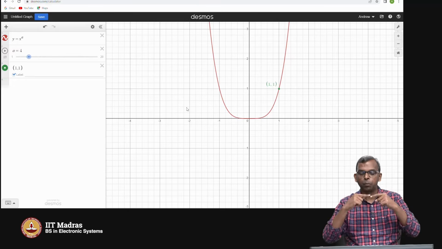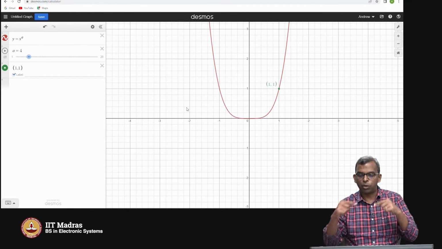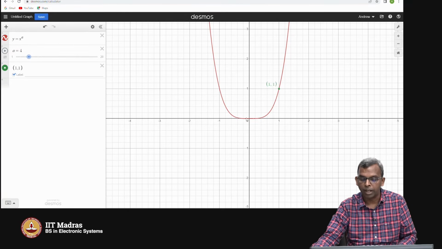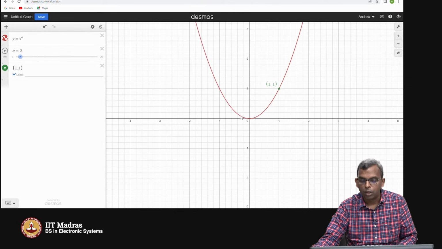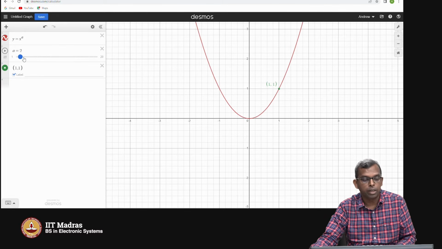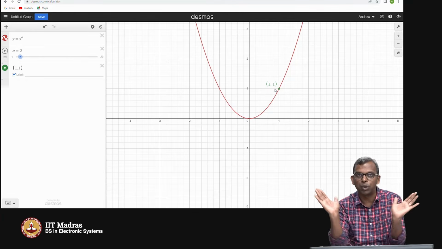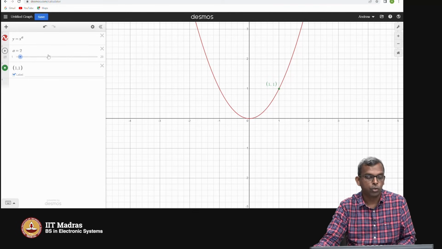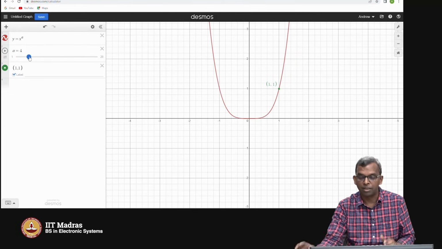When you increase the exponent, it's flat around 0 for a longer width, right? You can compare a equals 2 with a equals 4. 2 seems to have a very short width around 0, but if you go to 4, you're getting a bigger width, because values close to 0 become even smaller when you raise them to the power 4. And then the rise is steeper. Look at the rise for a equals 2, it's more shallow. If you go to a equals 4, the rise is much sharper.